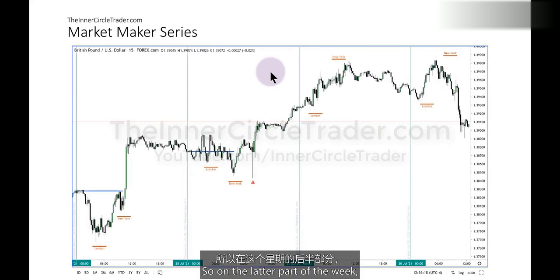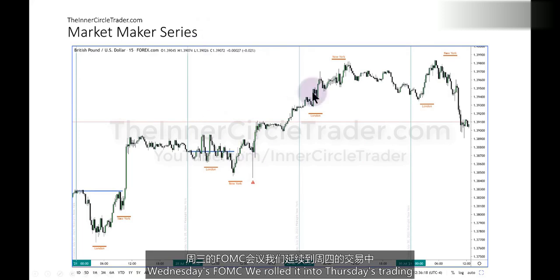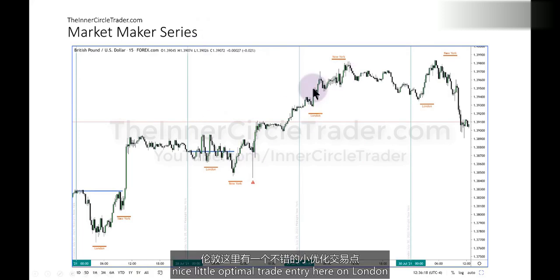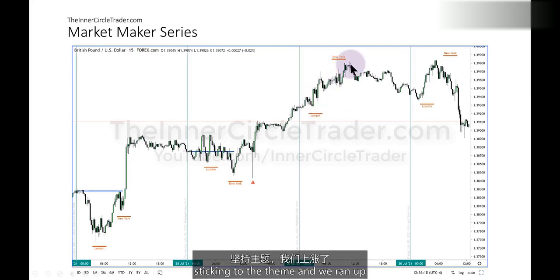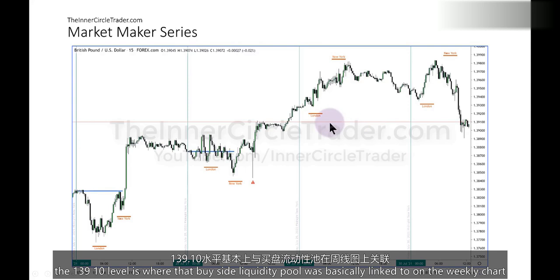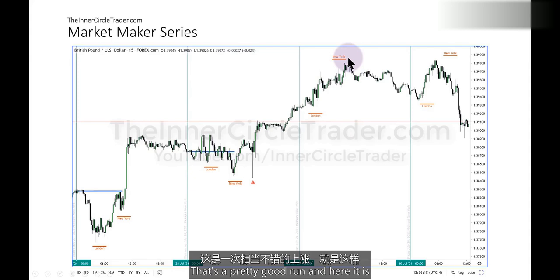So on the latter part of the week, you can see here on Wednesday's FOMC, we rolled into Thursday's trading. Nice little optimal trade entry here on London, sticking to the theme, and we ran up 80 pips above the 139 big figure. The 139.10 level is where that buy-side liquidity pool was basically linked to on the weekly chart. So we went 70 pips above that. That's a pretty good run.